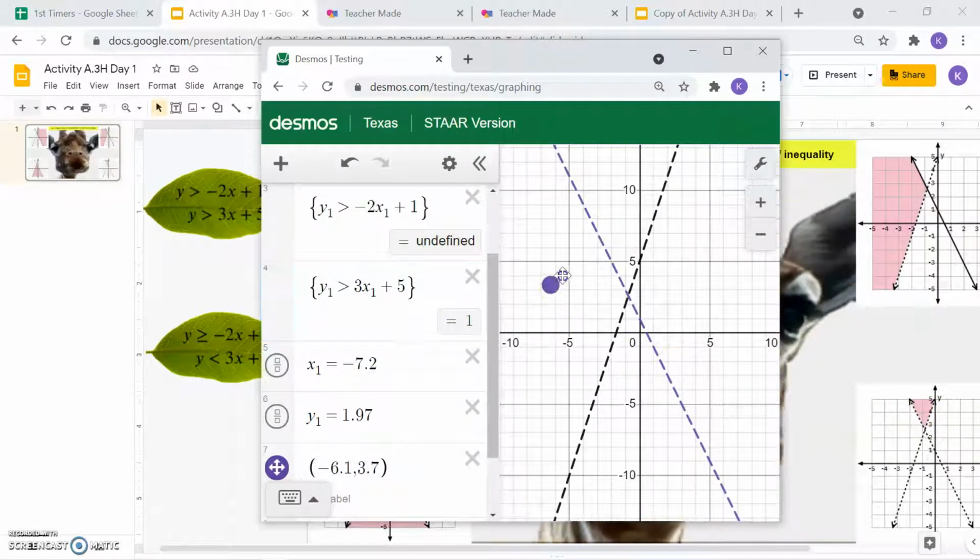So I'm just going to drag this point and put it anywhere up here, because anywhere that I put it is supposed to make this equation true. So let me put it up here.